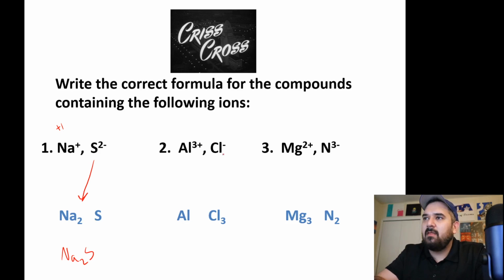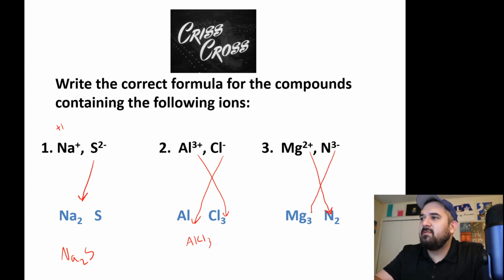And then here, the 3 goes over to the chlorine. So as you can see right there, 3 comes over here, 1 comes over here. You don't ever write the 1s, and then you're left with AlCl3. And then over here with the 2s and the 3s, 2 comes over here, 3 comes over here, and then you got magnesium nitride.